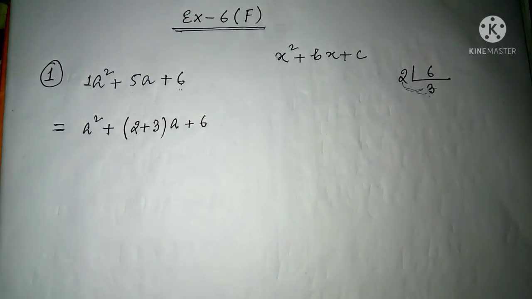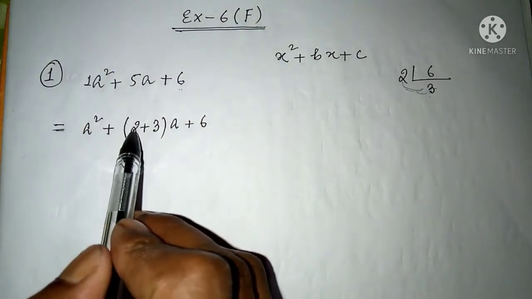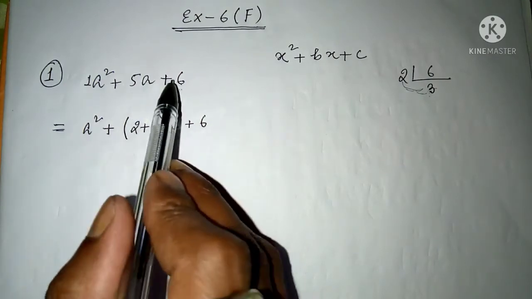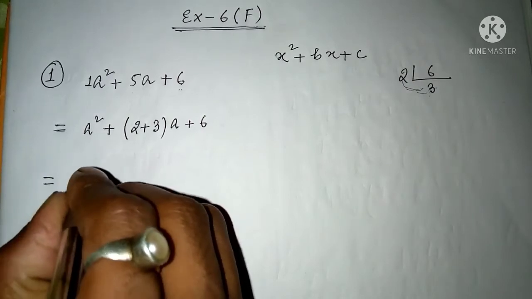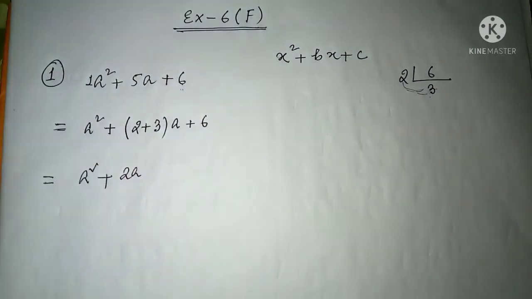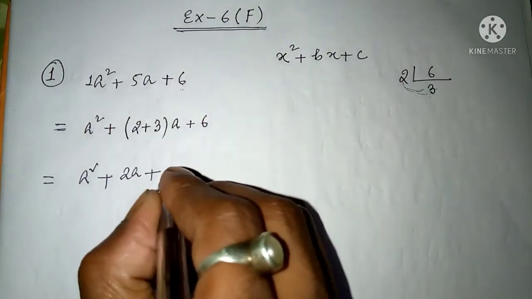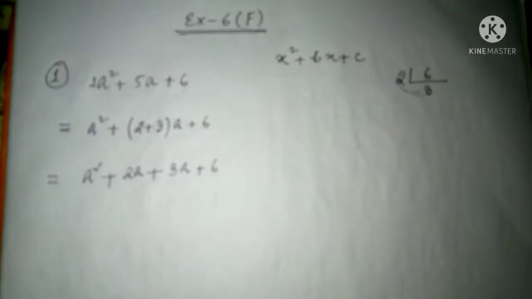I think now it's clear. So that's why I have broken 5 into 2 plus 3. Then this a is as it is, plus 6 is as it is. Then you can see here, that is a square plus, now 2 into a, this is the distributive property, plus 3 into a, that is 3a, and then plus your 6.